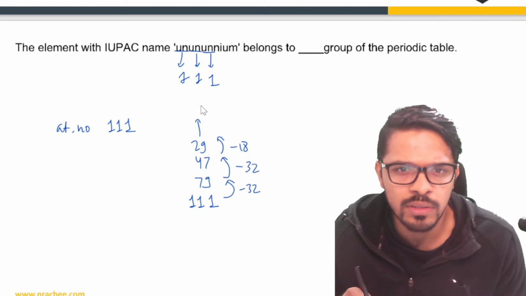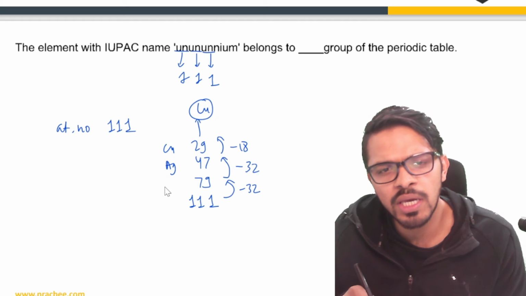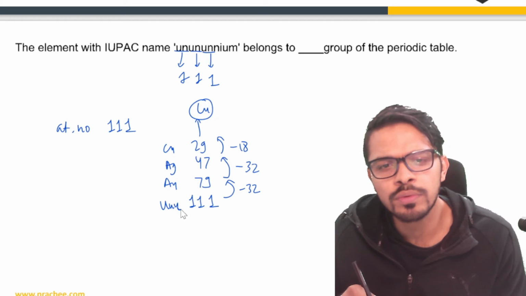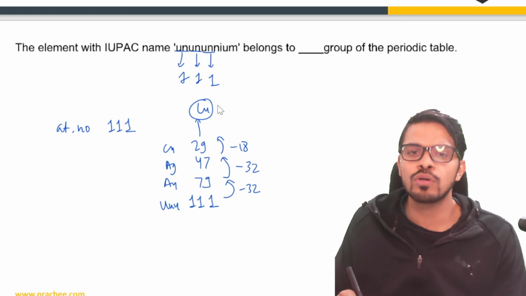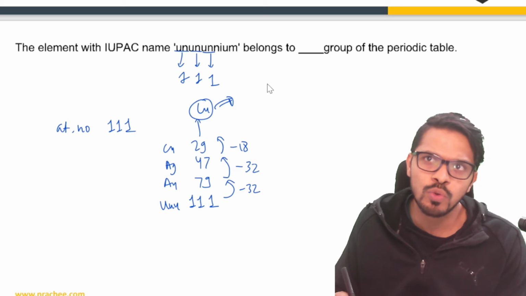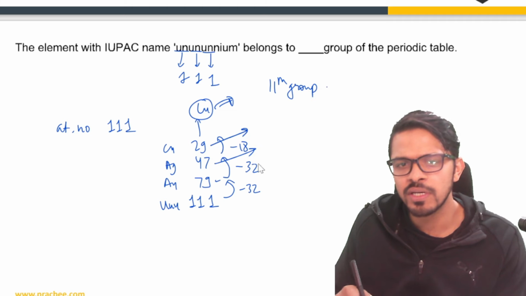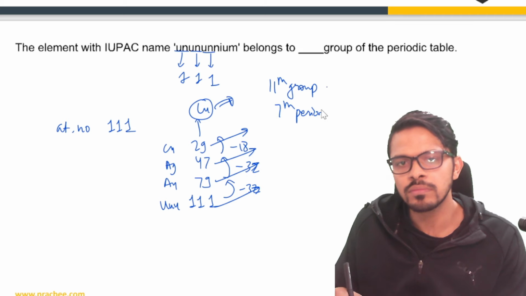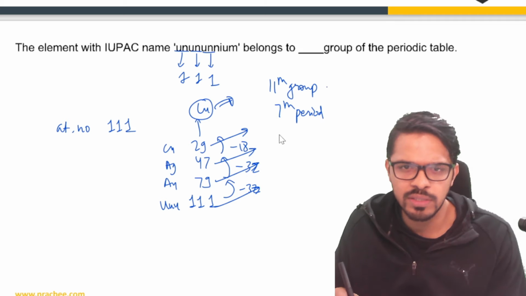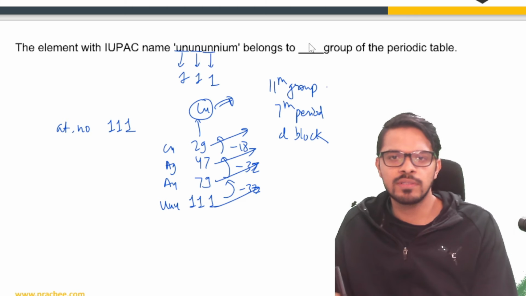Okay, this is copper. Right, so this is copper. Cu, Ag, Au, then we will have Uuu. So this belongs to the copper family. So it is 2 plus 9, it is the 11th group. 11th group, this is 4th period, this is 5th period, 6th period, 7th period. 7th period, 11th group. Block is d block. So the answer would be 11.